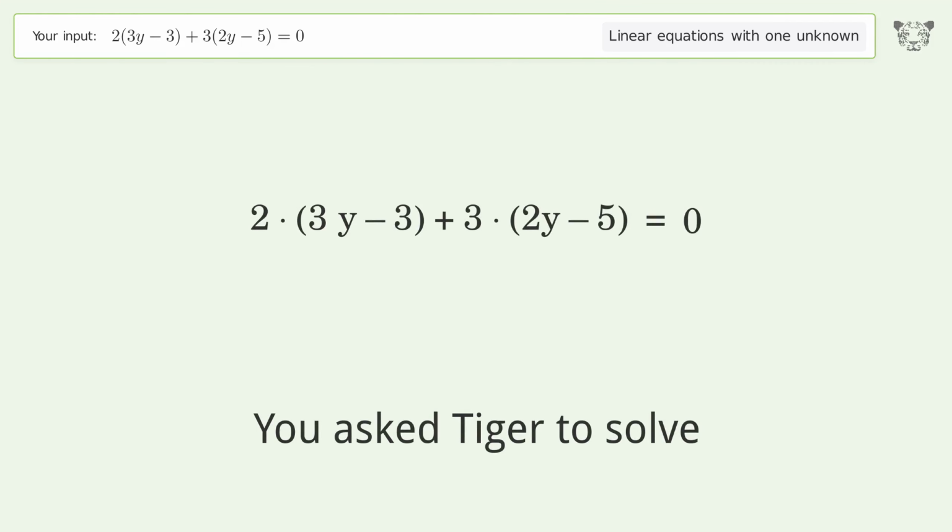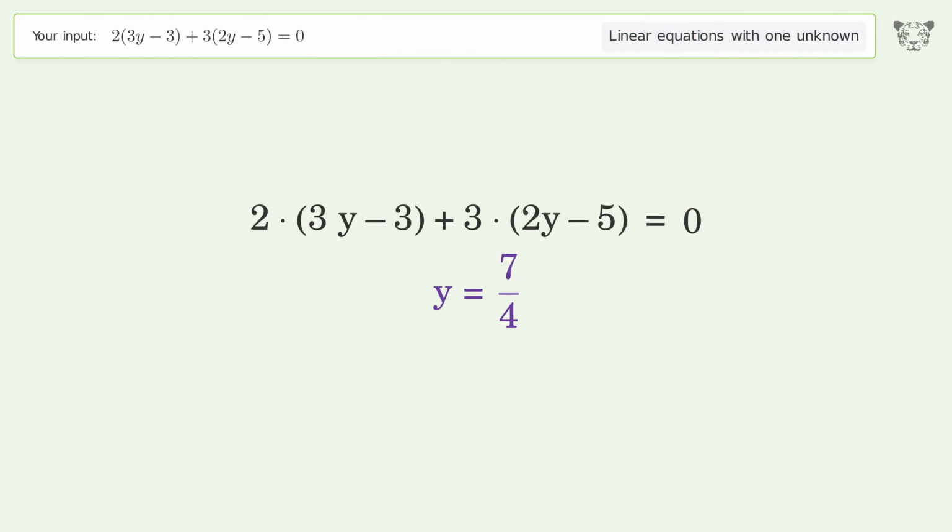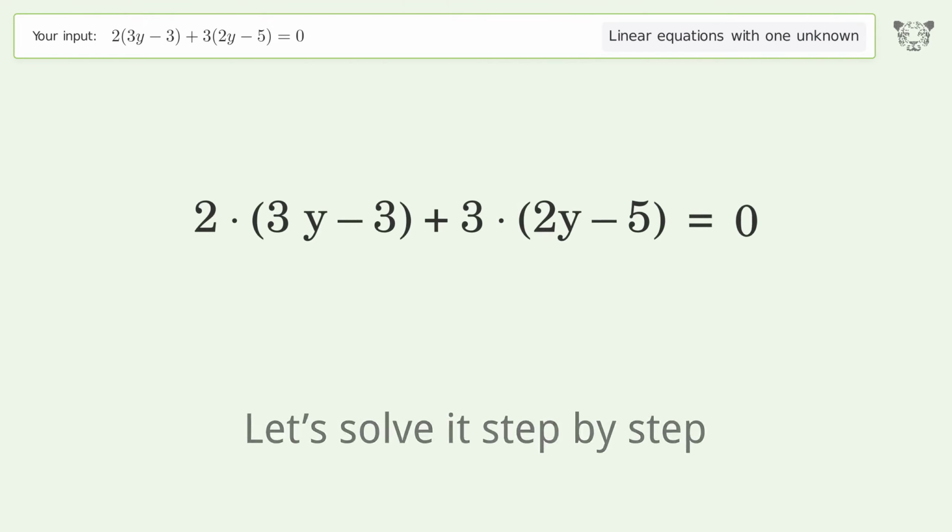You ask Tiger to solve. This deals with linear equations with one unknown. The final result is y equals 7/4. Let's solve it step by step.